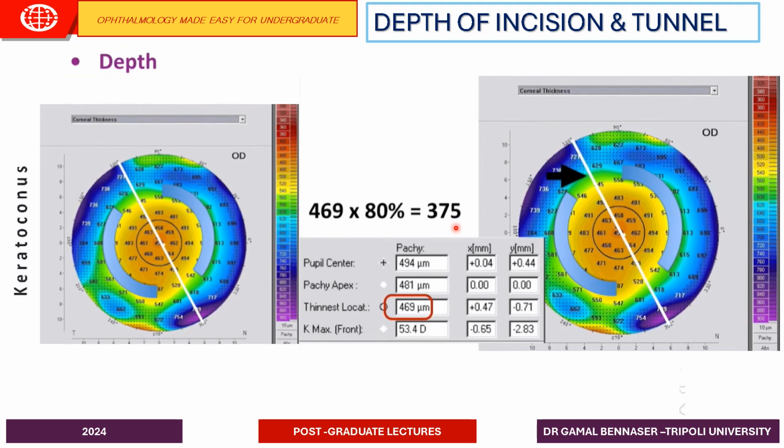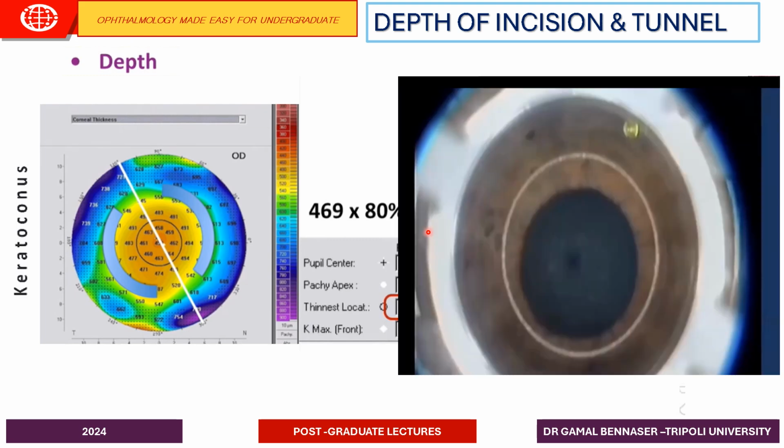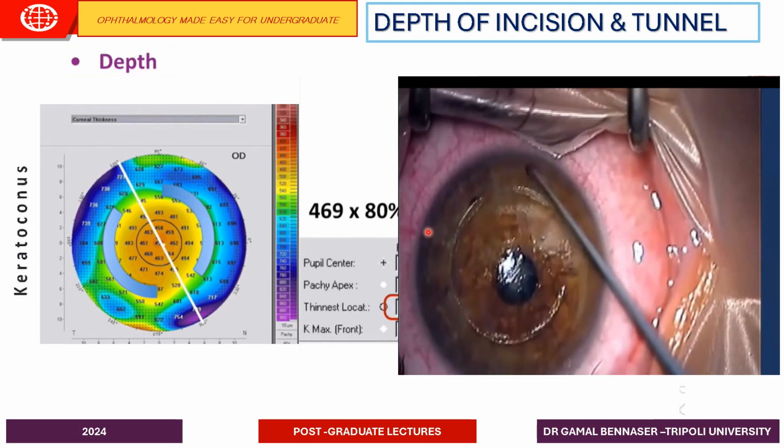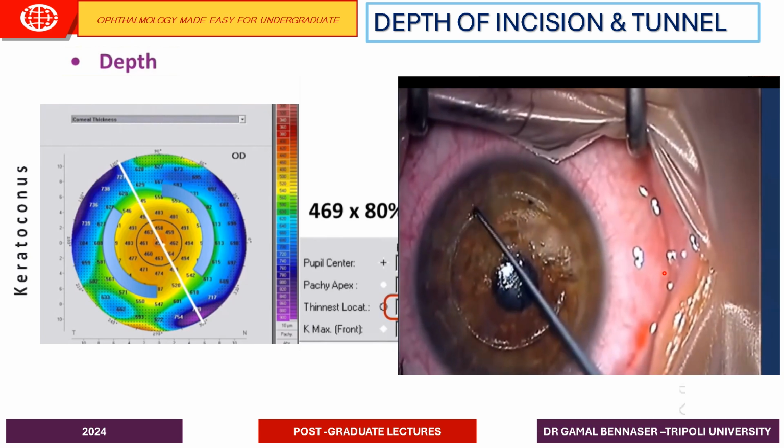So if we are doing the manual technique, we have to adjust the calibrated diamond knife to a thickness of 375 microns. However, nowadays, with the use of the femtosecond, the tunnel is easily formed with the femtosecond laser procedure, and it is very predictable and very safe using the femtosecond technique, as you can see in this operation.